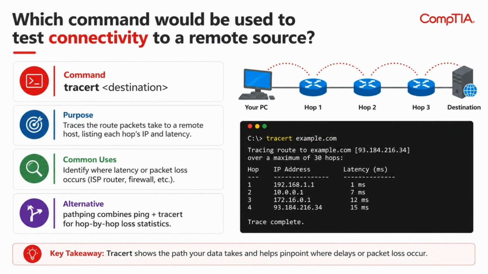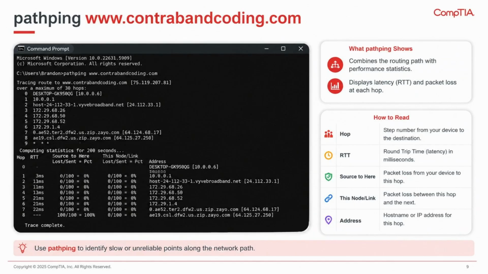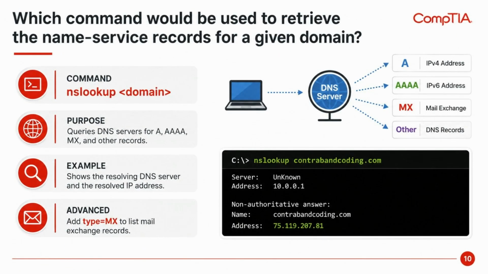When you need to test connectivity to a remote source and identify where delays or packet loss occur, use "tracert." An alternative is "pathping," which provides more detailed hop-by-hop statistics. This video shows an example of tracert in action against a domain. You can see each hop in the network path, the time taken, and the specific IP address associated with that stage of the route. Here, we see the output of "pathping."